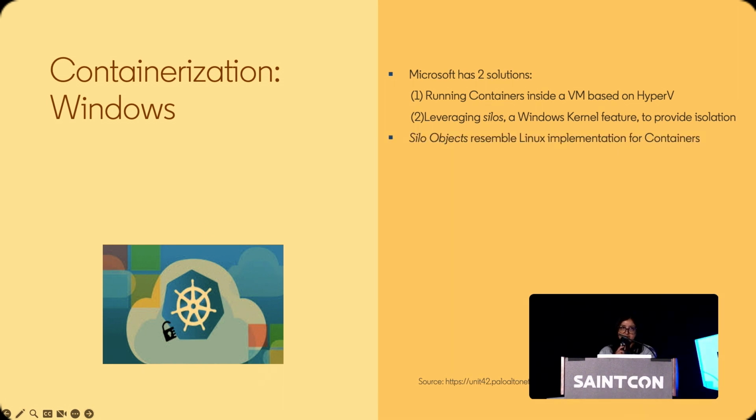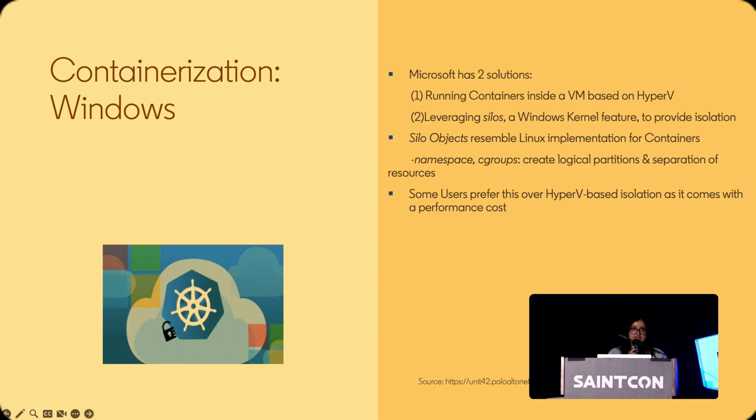Now, this implementation resembles how Linux traditionally implements container isolation with namespaces and cgroups that create logical partitions and separation of resources to enable multiple processes to run on the same host kernel space. Some users prefer this solution over hypervisor-based isolation because running each container within an individual virtual machine comes with a performance cost, right?